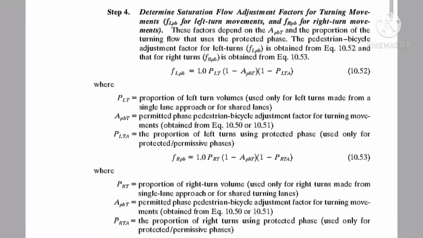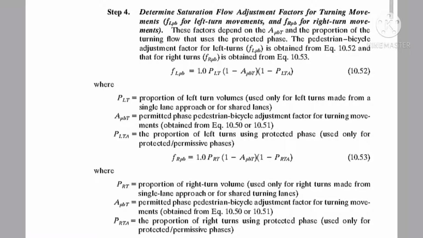Step number 4, determine the saturation flow adjustment factors for turning movements. FLPB equals 1.0 minus PLT times 1 minus APBT times 1 minus PLTA. This is equation 10.52. Where PLT is equal to the proportion of left turn volume, and APBT equals permitted phase pedestrian bicycle adjustment factor for turning movements. PLTA equals the proportion of left turns using protective phase.